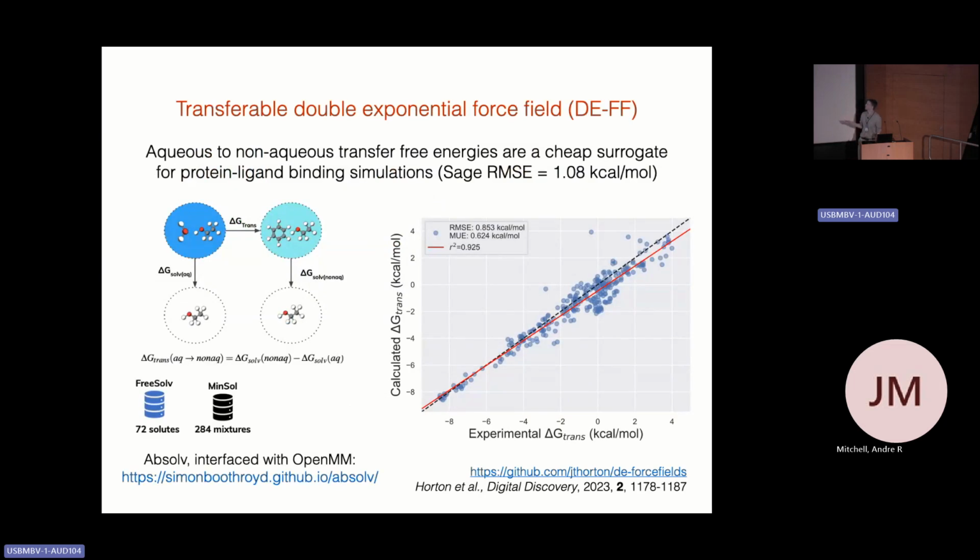So we applied this to some transfer free energies. You all know the definition of a transfer free energy, I think. And these correlate pretty well with experiment, with an error of about 0.85 kcal per mole, similar in accuracy, a bit better than Sage Lennard-Jones.